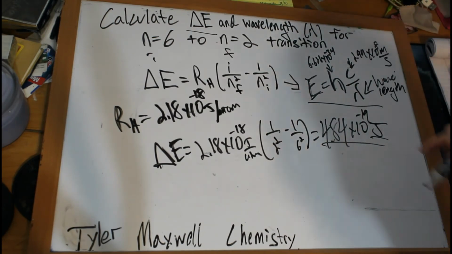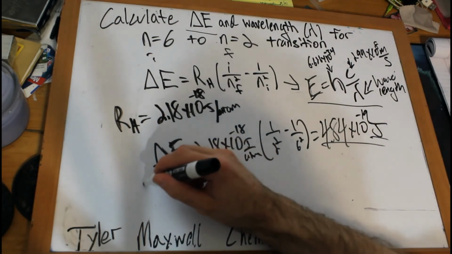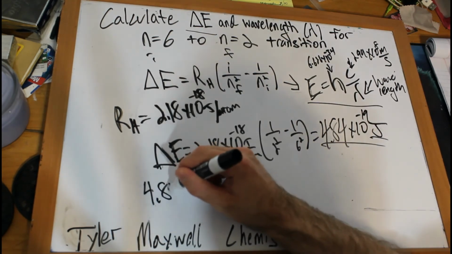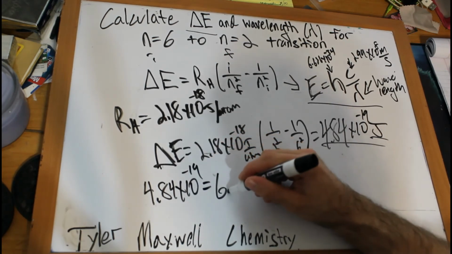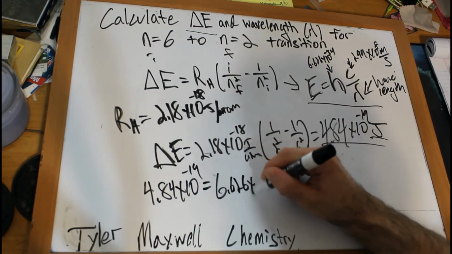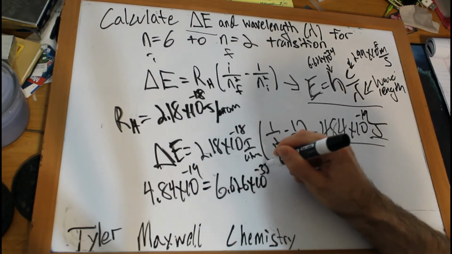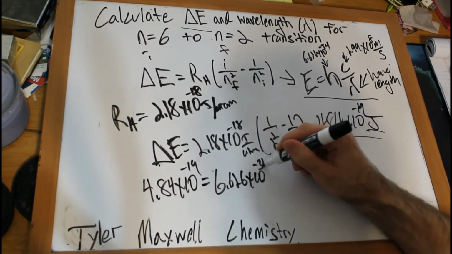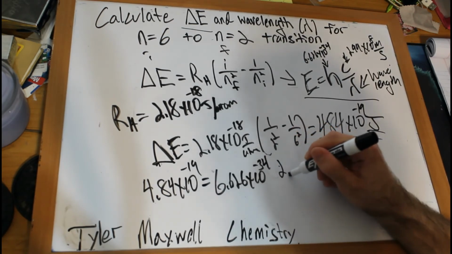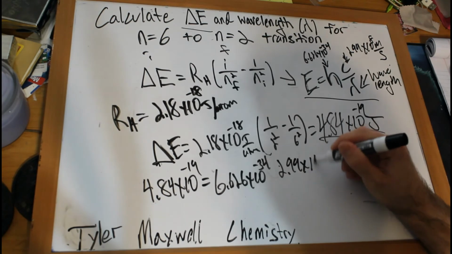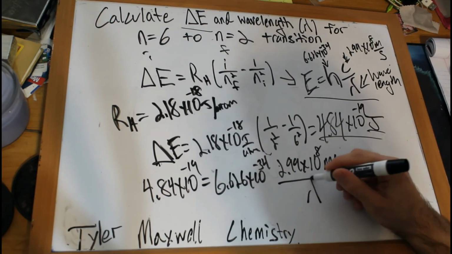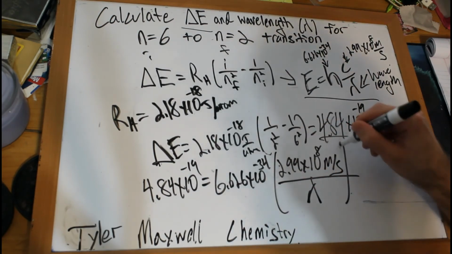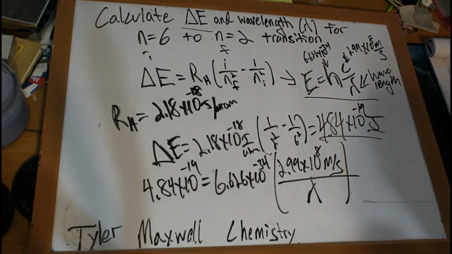Okay, so we're going to take our energy, which is 4.84 times 10 to the negative 19, is equal to Planck's constant, 6.626 times 10 to the negative 34, times the speed of light over our wavelength. So this is what we're solving for here. So we want to solve for wavelength. You can write it as x.